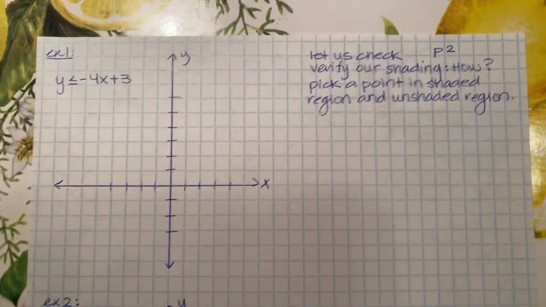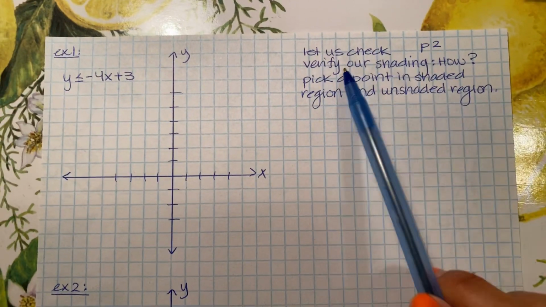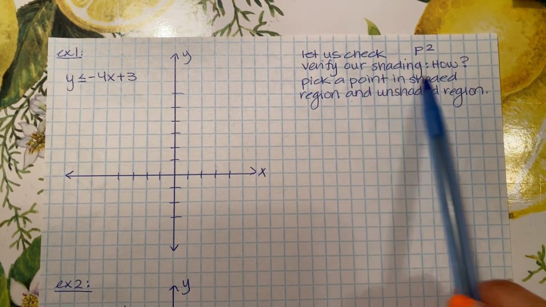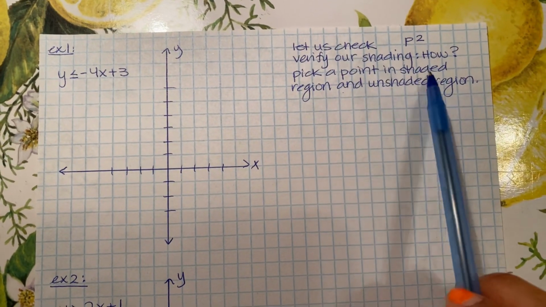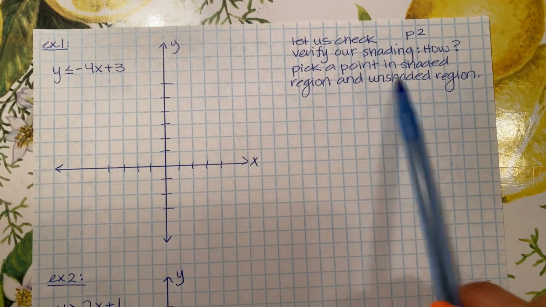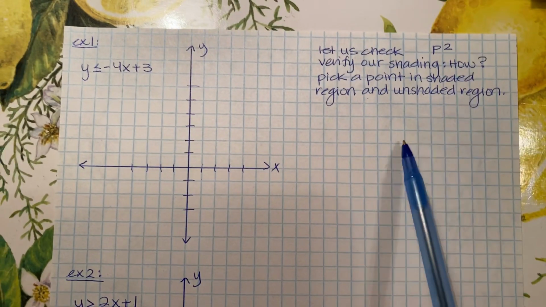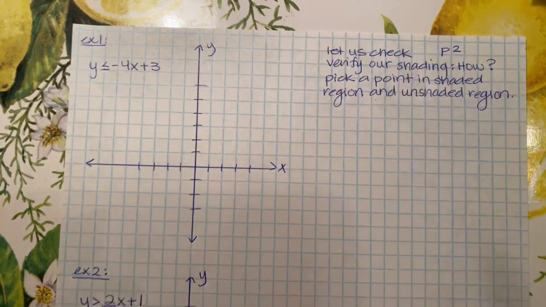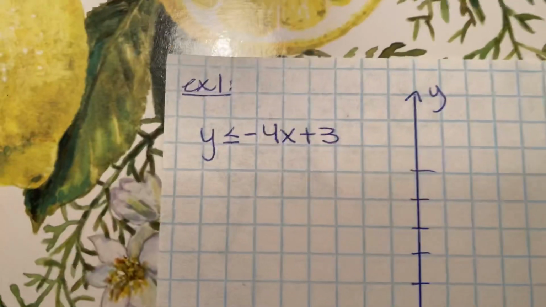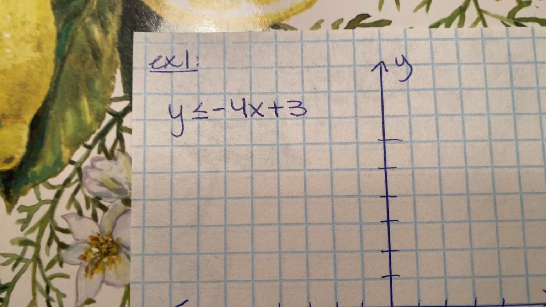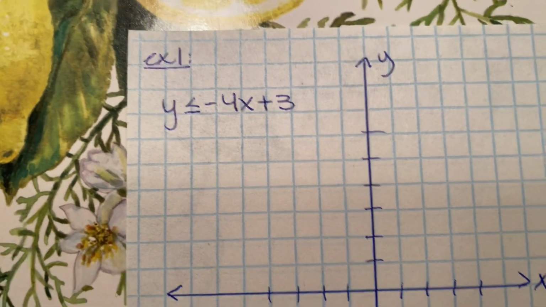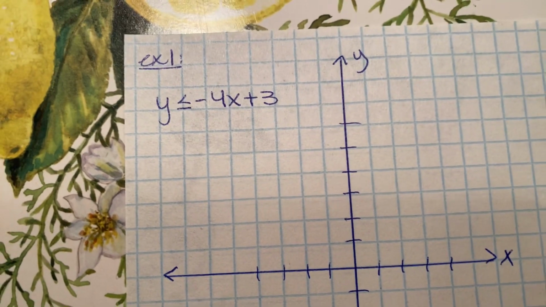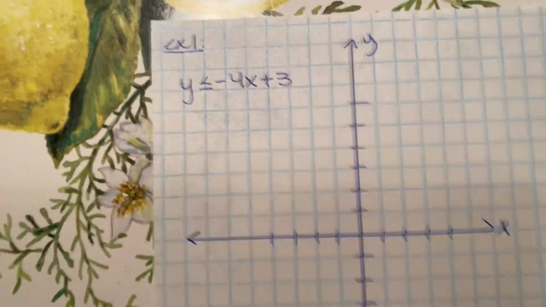Okay, so we're going to go ahead and graph these. Let us check. We're going to verify our shading. How? We're going to pick a point in the shaded region and the unshaded region, and we're going to verify the inequality that's given to us. So our inequality is y is less than or equal to negative 4x plus b. Oh my goodness, plus 3, not b.